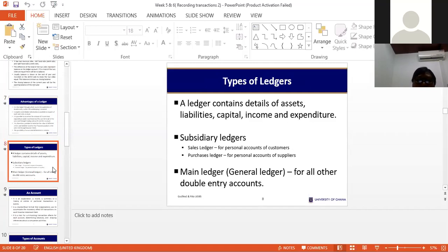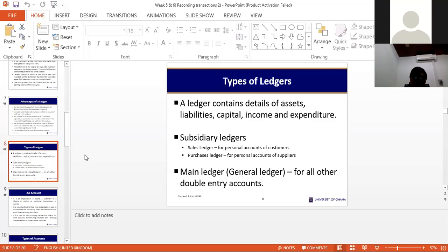Okay, we have what we call the subsidiary ledgers. Now the subsidiary ledgers can be broken down into two, the sales ledger and the purchases ledger. Recall the sales day book. Recall the purchases day book. And so if we have the individual transactions in the sales day book, that individual credit transaction would be posted to the personal account of that customer.